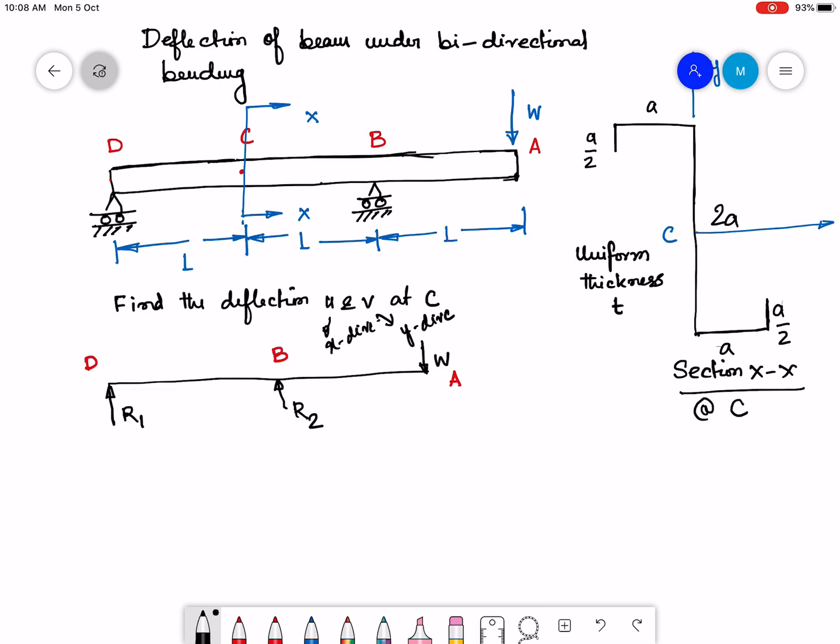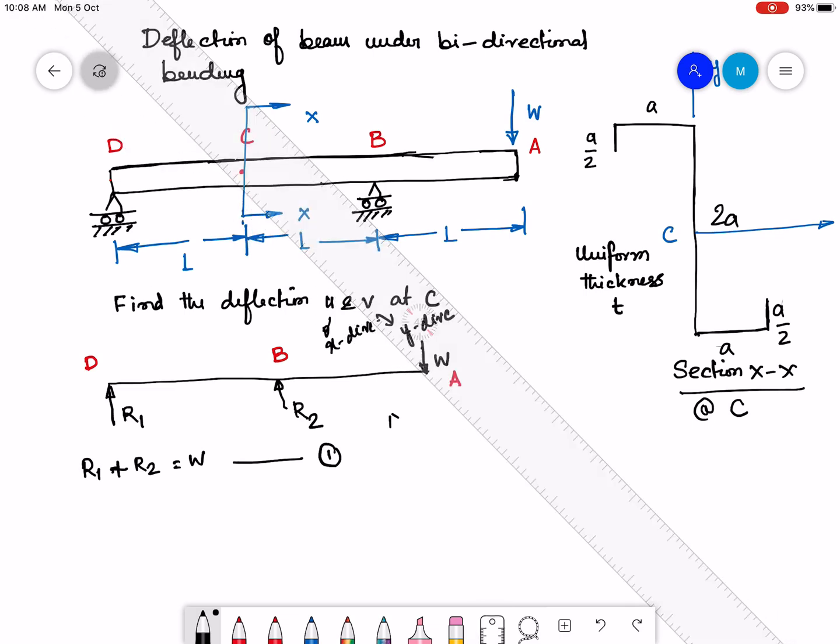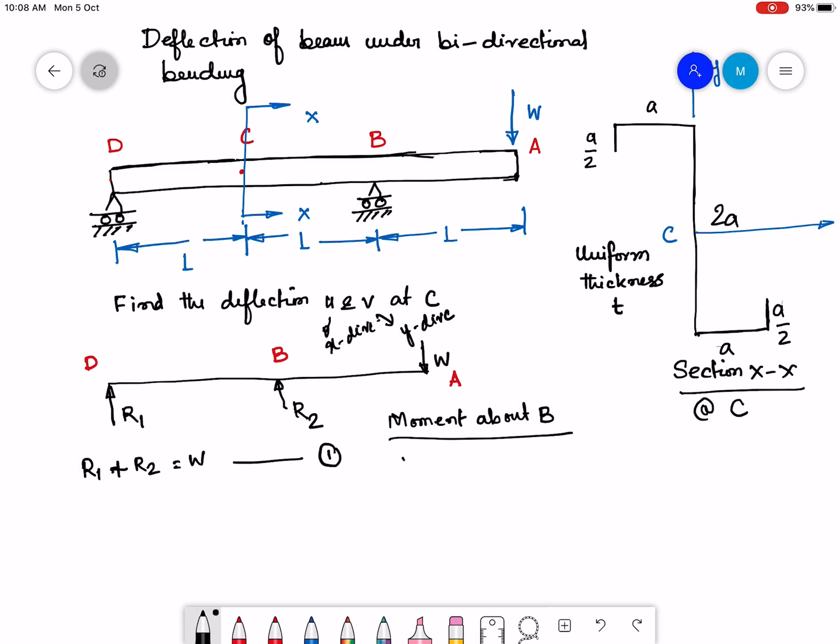Now R1 plus R2 is equal to W. That is my first equation. And if I take moment about B, then I have R1 into 2L plus W into L is equal to 0. So that implies R1 is equal to minus W by 2. So this is my equation 2.